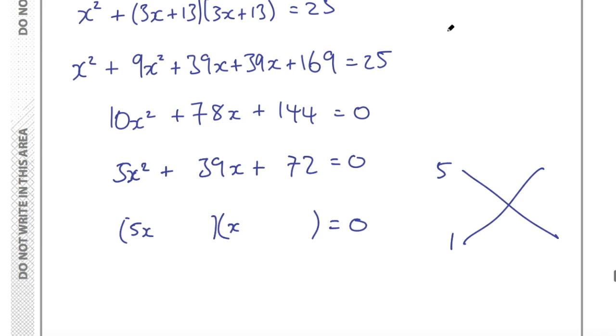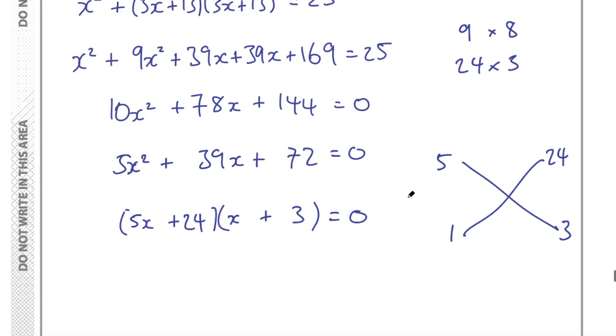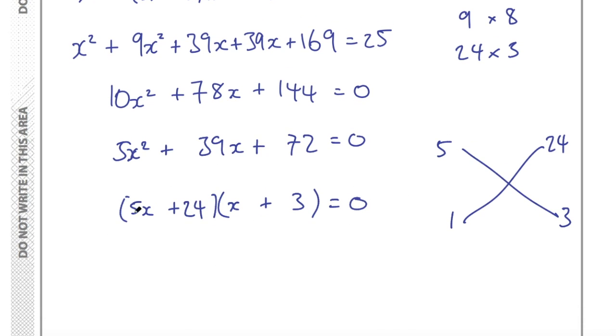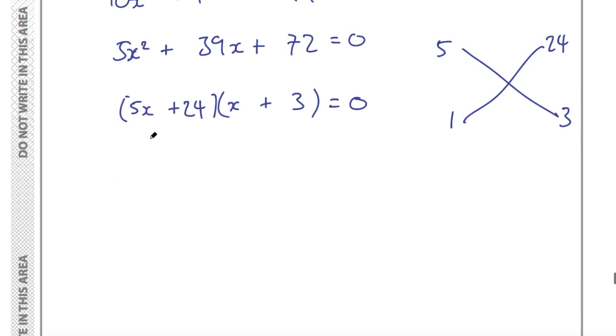So what are some factors of 72? Well, we could have 9 times 8, but that's not going to make 39. What about 24 times 3? So if we have 24 times 1 and 3 times 5, 24 plus 15, that will make 39. So they are the 2 factors of 72 that I'm going to use. So here I've got my 3, and over here I've got plus 24. And 24 times 3 is plus 72. So I can successfully factorize that into 2 brackets, and now I can go ahead and solve for x.